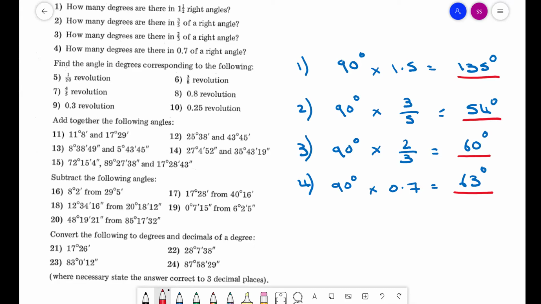So that's it for the first section of the questions, really. Just working out parts of a 90-degree angle by simply multiplying our angle by the part that we require. So that's it for the first part here. So let me clear those off and then we can take a look at the next section. Hopefully you're okay with those.